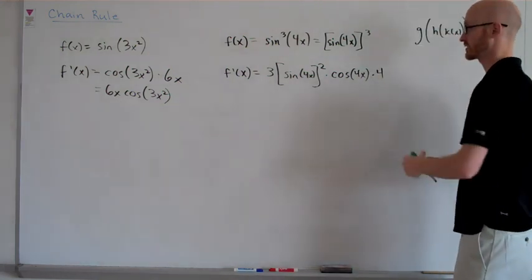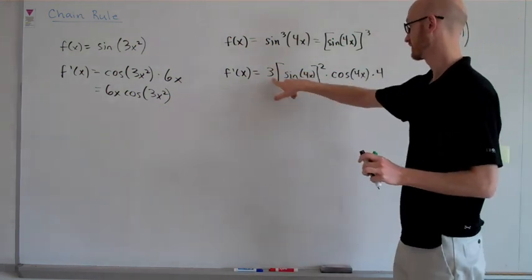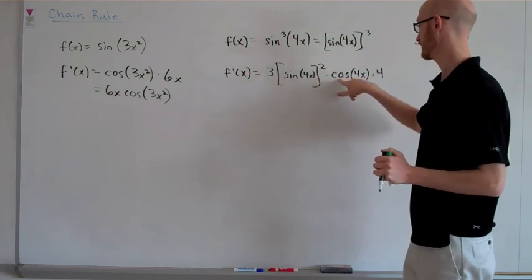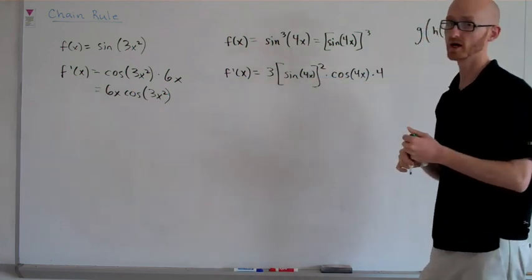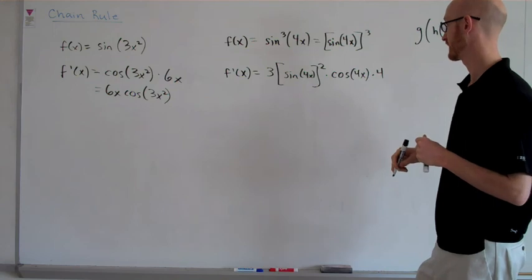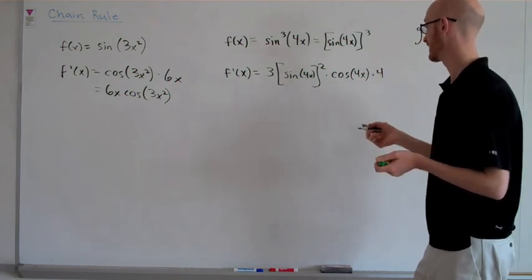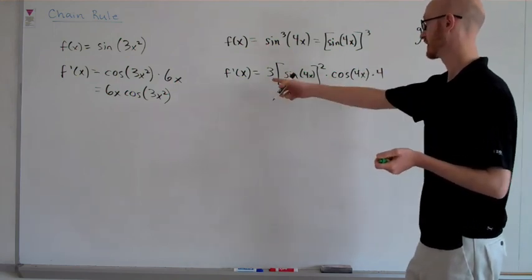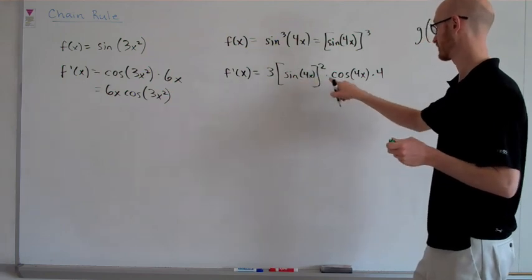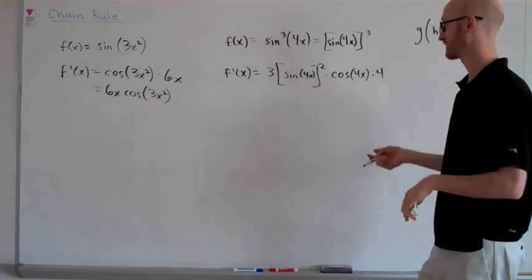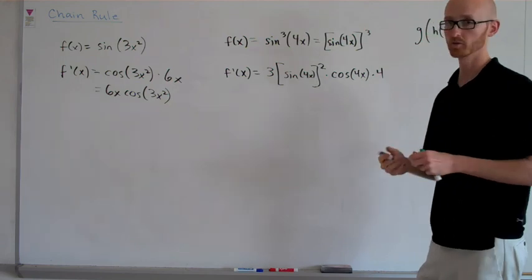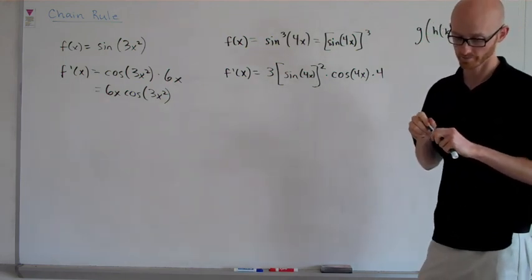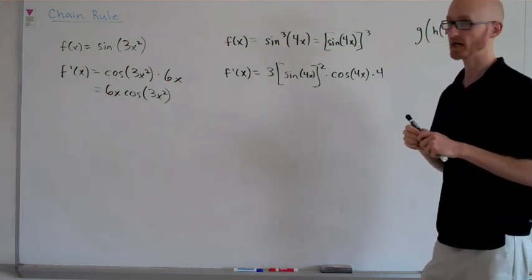So there are 2 chains here. We've got 3 stuff squared, then cosine, and then we have to multiply by the linear factor of 4. And then you could clean that up if you wanted to, make it 12 sine 4x squared times cosine 4x. It doesn't really matter to me, whatever would be more useful in the context of the question. And that is that. Thank you.